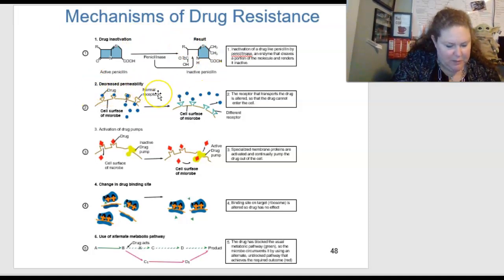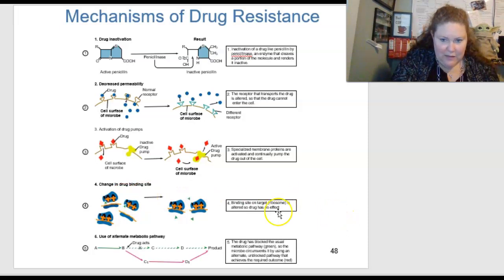2 was decreased permeability. 3, here is the activation of the drug pump. And so what happens is that specialized membrane proteins are activated and continually pump the drug out of the cell. Over here in 4, we can change the active site. Okay, so we change the drug binding site.